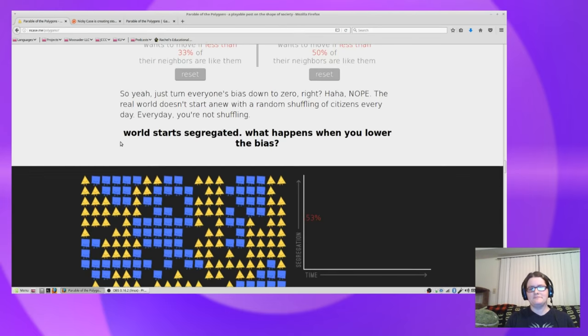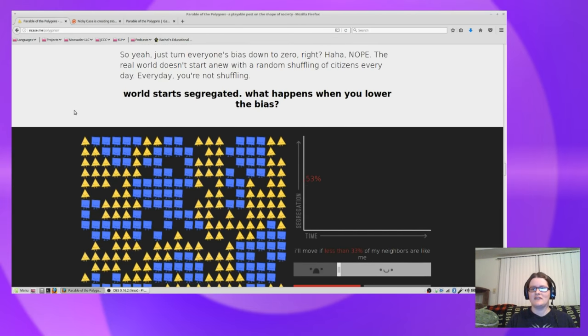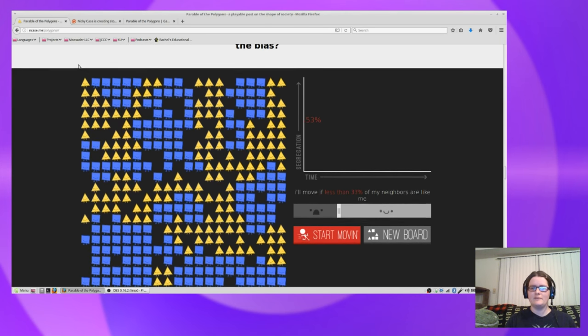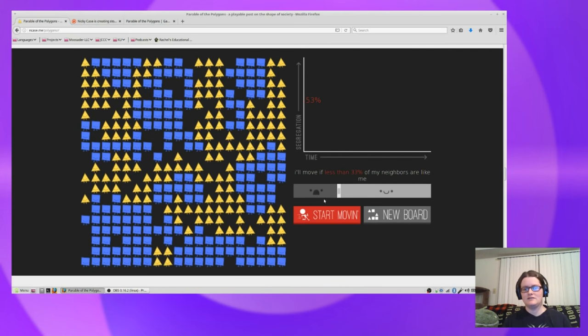So yeah, just turn everyone's biases down to zero, right? Haha, nope! The real world doesn't start anew with random shuffling of citizens every day. World starts segregated, what happens when you lower the bias. So they're already segregated, and what if we say, okay, now nobody's biased anymore. Start moving. But nobody moves. They're all okay with where they are at.